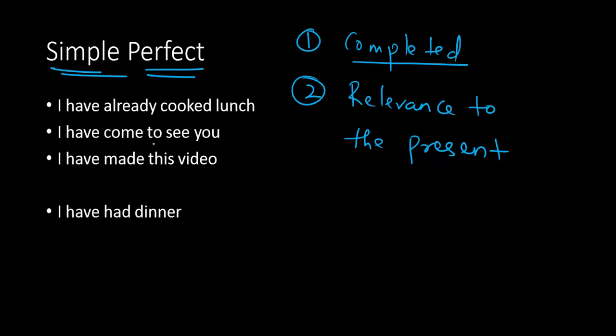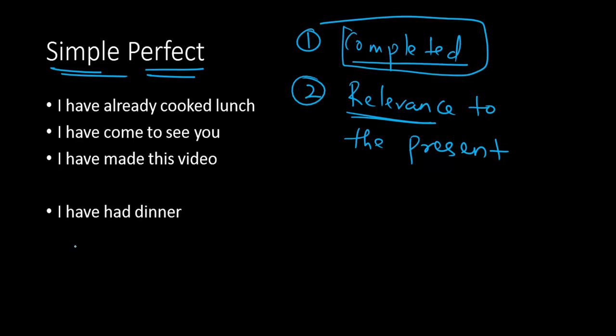Okay, I have come to see you. Somebody has come to your home and he says I have come to see you. So the task has completed, that means he has already come to your place. And secondly, it has relevance to the present because you're talking in the present, right? You're talking to the person in his house in the present, hence it has relevance to the present. I have made this video. Okay, so I've already made this video. Now I'm talking to you about this video, and hence this is simple perfect.